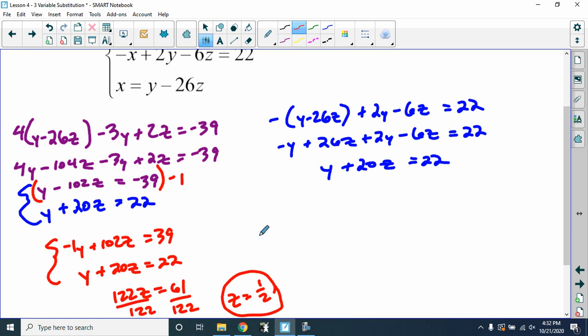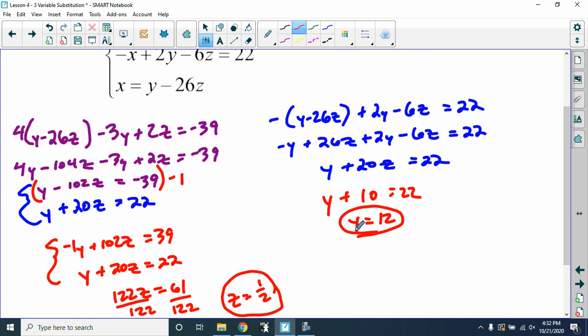Once you have one variable, you don't want to go back to one of the original equations, because if I plug in 1/2 right here, I can't solve it because I still have x and y. Instead, you want to plug 1/2 into one of these equations. Probably the easier one might be this one here. So I'm plugging 1/2 in for my z. 1/2 of 20 is 10. And that's easy to solve for y.